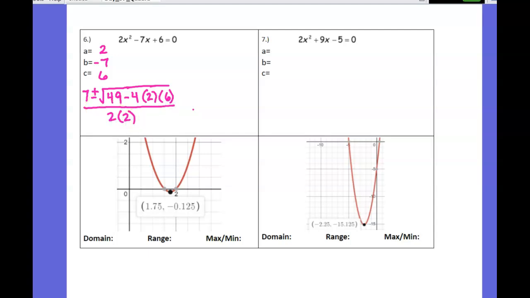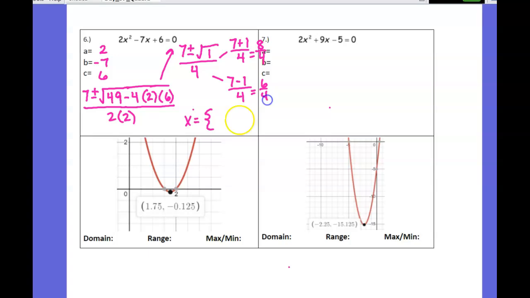All right, so that's going to simplify to be, and we'll just go up here for this one, 7 plus or minus the square root of 49 minus, and this will be 48 because 4 times 2 is 8 times 6 is 48, so 49 minus 48 is 1, divided by 4. All right, so when we branch out, we've got 7 plus 1 divided by 4, and then we also have 7 minus 1 divided by 4. All right, running out of space here, but 8/4 is 2. Okay, so our solution is going to be 2, and then we have 6/4, which is 1.5. So 1.5 and 2 would be our solution.